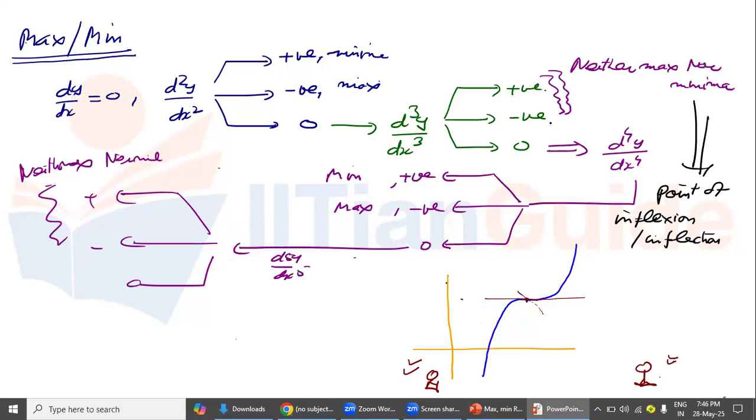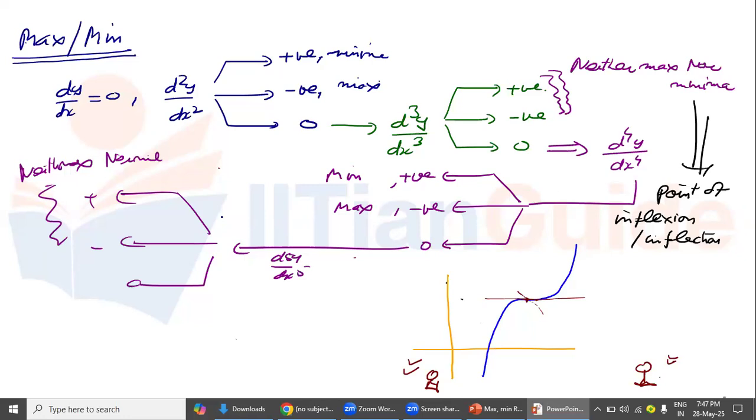When it comes either positive or negative, then I will say it is neither maxima nor minima, it is a point of inflection. In case the third derivative comes 0, I will go for the fourth derivative. If the fourth derivative comes positive, I will say minima. Fourth derivative negative, that is maxima. In case it comes 0, I will go further and calculate the fifth and sixth derivatives. We can continue this way. What I'm saying is, the even derivative decides maximum or minimum, subject to the condition that all the previous derivatives are 0. No problem? Clear?